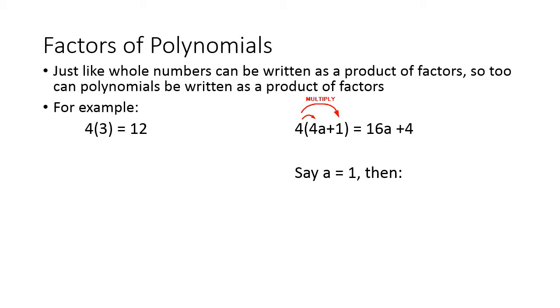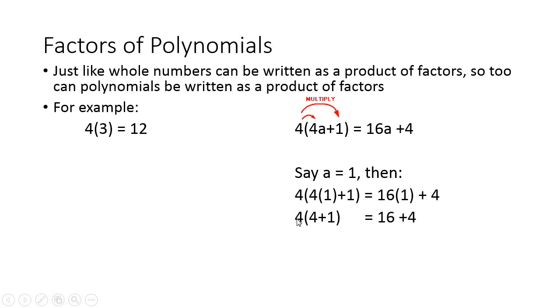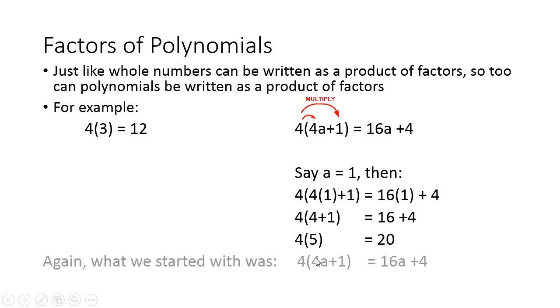So say a is just 1. I'm plugging in 1 in for a. It's important to always use brackets wherever you're doing a substitution here for a variable, then you are much less likely to make a mistake. So I'm just simplifying here now. And so you get 4 times 5 is 20. So I did this because I want to show that 4 and 5 are your factors of 20.